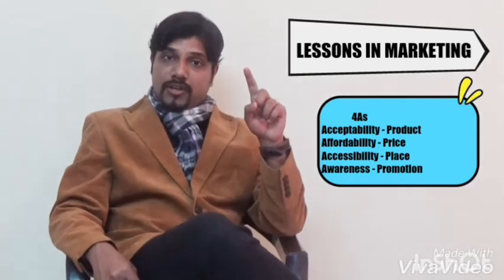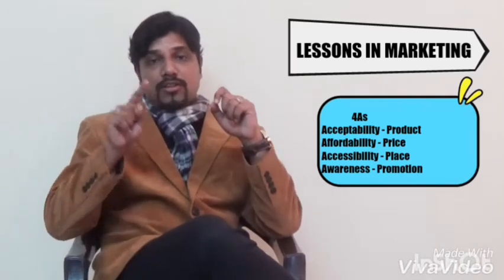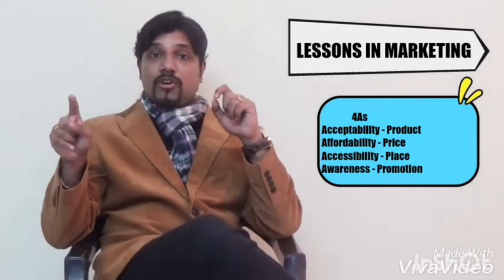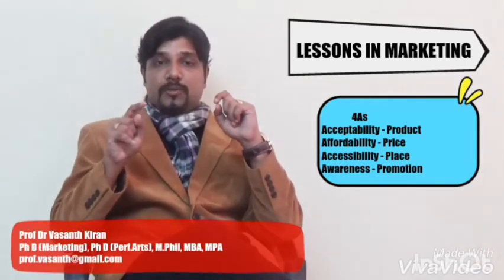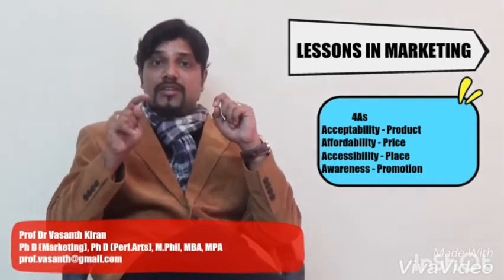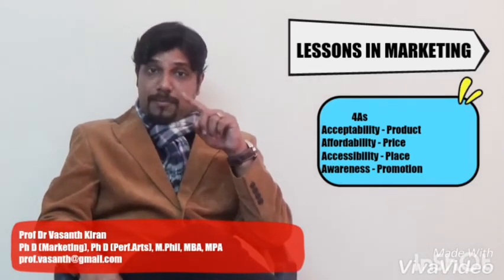Immediately after the product, the next is price. The price part is cost, and when we talk about cost, on this side we are talking about affordability. The moment we talk about affordability, it means what is convenient for the customer to afford for this particular product, and that becomes the A part of it.